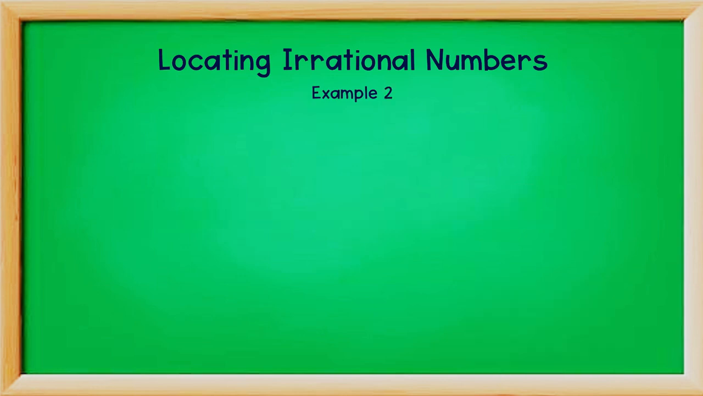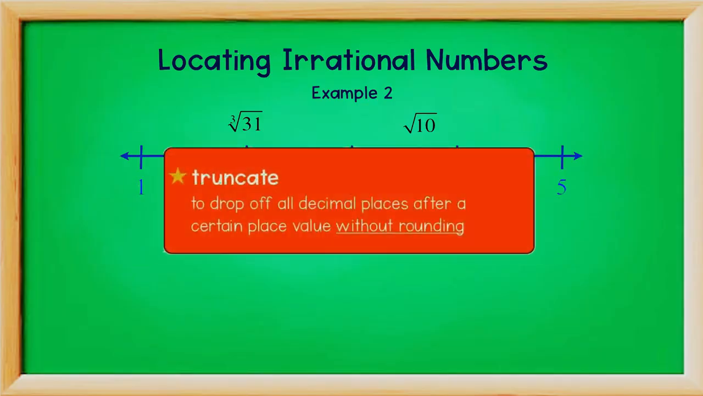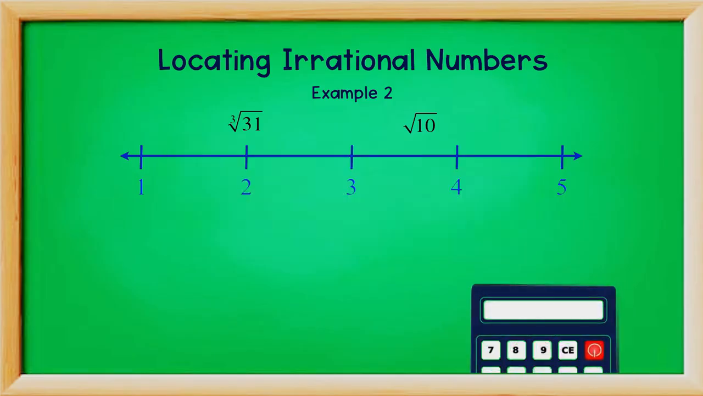Good, let's try some more difficult numbers, such as the cube root of 31 and the square root of 10. For this example, we will approximate each number by truncating it to 2 decimal places. To truncate a decimal means to drop off all decimal places after a certain place value without rounding. So let's see. The cube root of 31 truncated to 2 decimal places is 3.14. The square root of 10 truncated to 2 decimal places is 3.16.